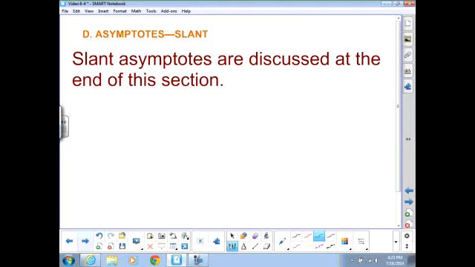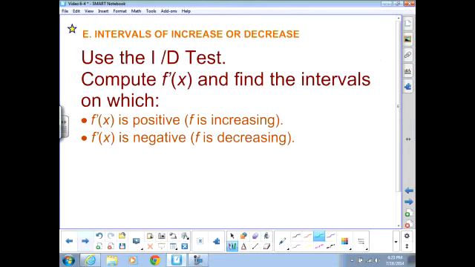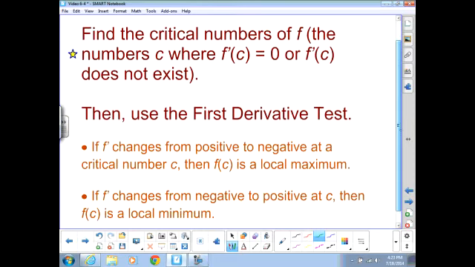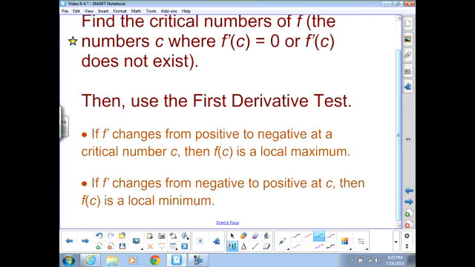And as I said, slant asymptotes we'll talk about later. The rest is the more recent stuff we've been doing. So your increase-decrease test, do your first derivative, put it on your number line, find where the number line's positive and negative. So we've done that a lot. Use those critical numbers to determine where the local maxes and local mins are. We've done that as well a lot.